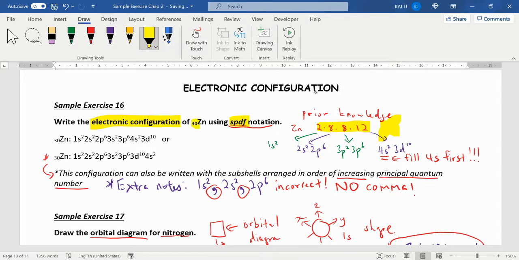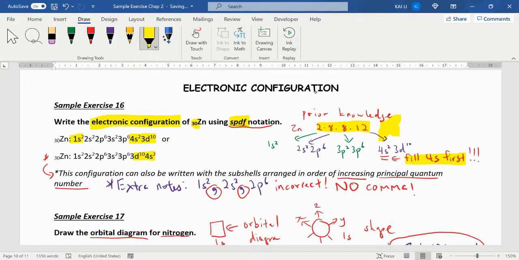So you can write, it must start from 1s2, and then you can end with 4s2, 3d10, or 3d10, 4s2. Now, remember you must fill in 4s first, then followed by 3d.